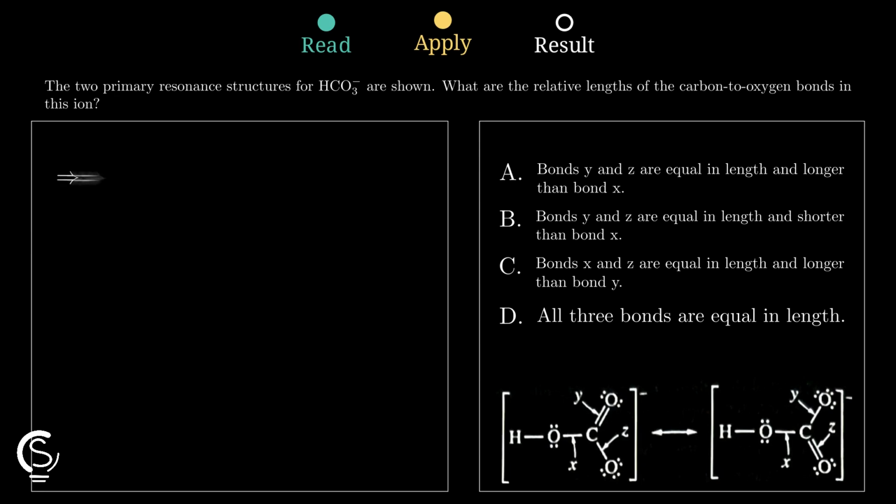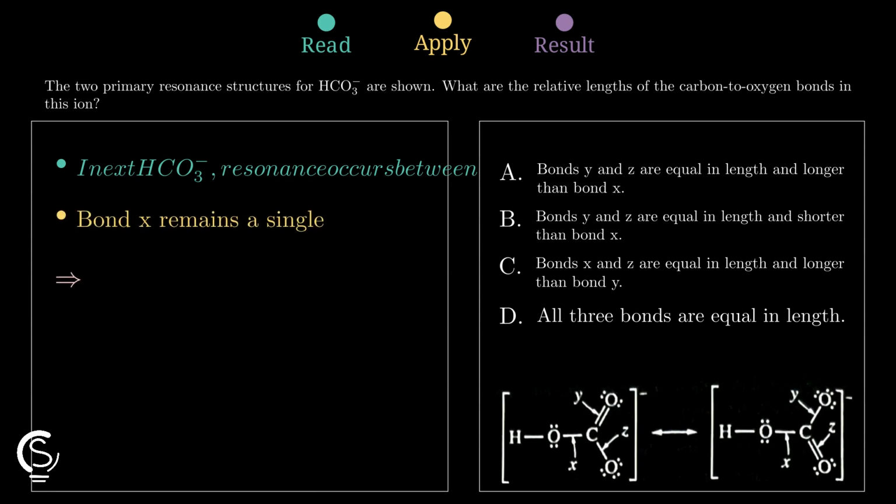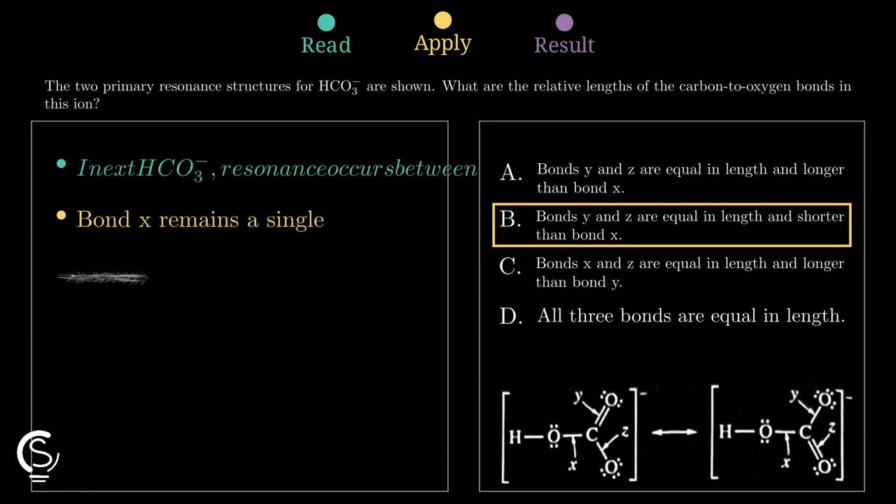Notice that bond X is attached to a hydrogen atom and remains a single bond in both structures. Single bonds are always longer than double or partial double resonance bonds. Bond length decreases as bond order increases. Partial double bonds Y and Z are equal and shorter than single bond X, thus B is correct.